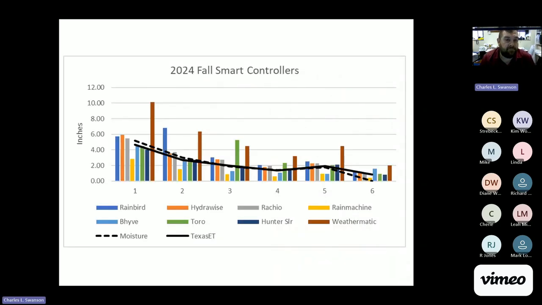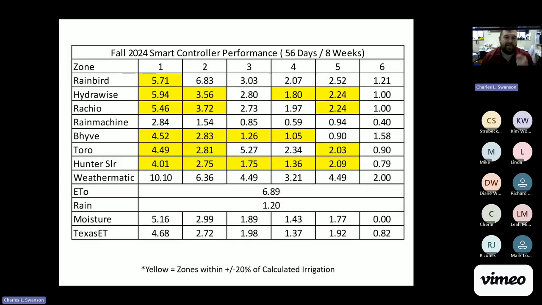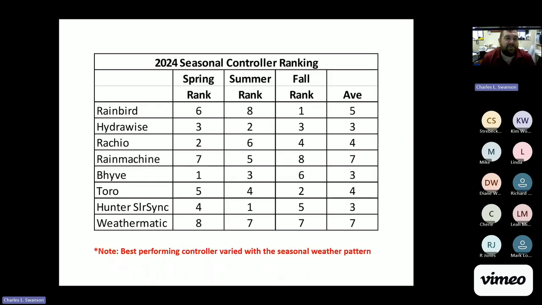And then finally the fall was very, very dry. And we can see here the 2 models are almost on top of each other. So we have lots of confidence in the calculations when the two models come into agreement here. During this 56-day period in the fall, there was only 1.2 inches of rainfall recorded. And we saw that the controllers that did poorly in the summer did very well in the fall. We see multiple controllers have 4 or 5 zones within 20% of our calculations. So we have this back and forth occurring between the different manufacturers.